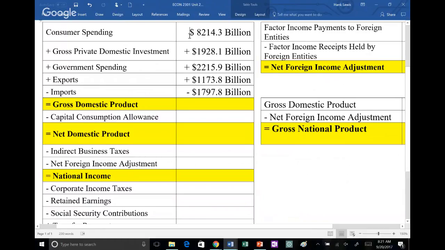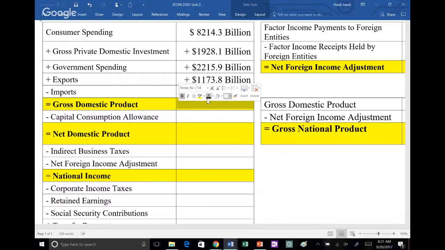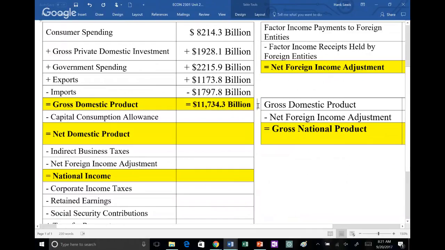Whenever you're doing this kind of accounting, use your original first value, which doesn't have a plus or a minus sign, but the plus and minus sign do not denote positivity or negativity when you're working with money. No, no, no. It means either add this number to the previous entry or subtract this number from the previous entry. So what we do is we add the first four numbers together, and then we subtract the last number. And if you do the math correctly, you get $11,734.3 billion. This was the gross domestic product for 2004 based upon the table's data.